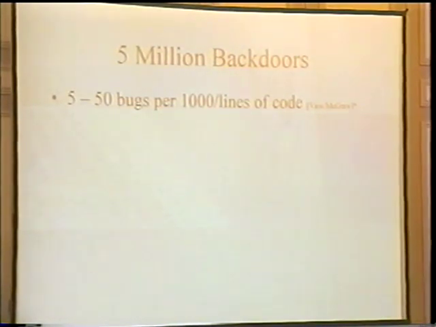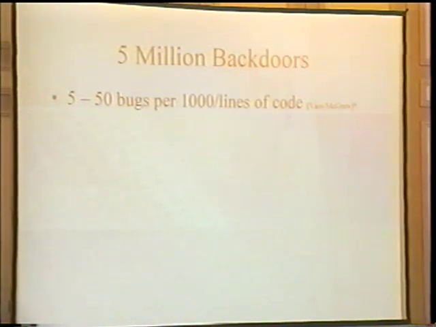Here's a cool little slide I have. I did some calculations on my own. I'm going to be conservative here because I actually don't know what the real numbers are going to turn out to be. But on average, there are 5 to 50 bugs per 1,000 lines of code. This is pretty well understood and established. So I'm going to say there are 5 bugs per 1,000 lines of code. I'm just going to use the smallest number.